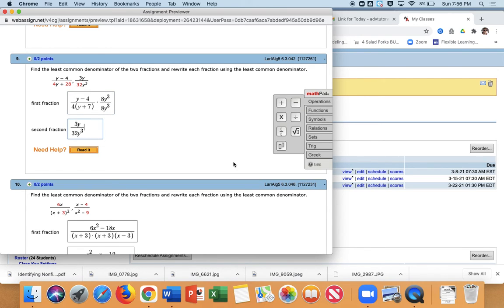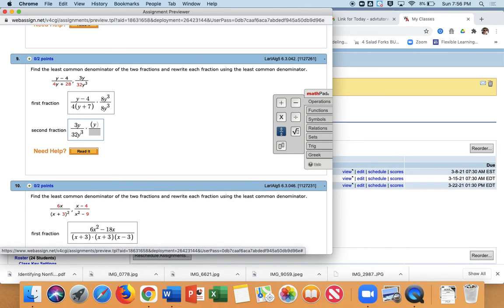Here, notice I already have the 32 and a y cubed. So I'm just going to multiply it by y plus 7 over y plus 7. And if I were to multiply these out, I would get my numerator there. Make sure you write your denominator as 32y cubed times y plus 7. But that's how you do it.